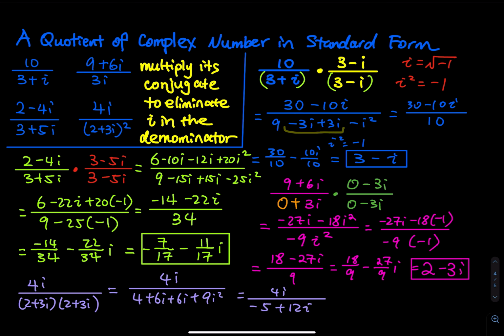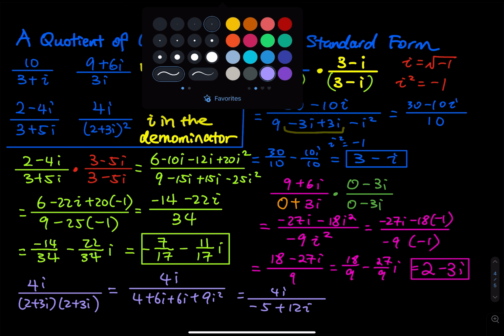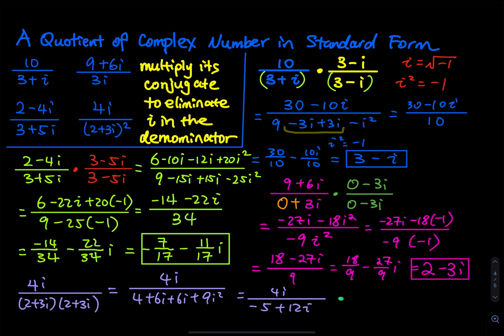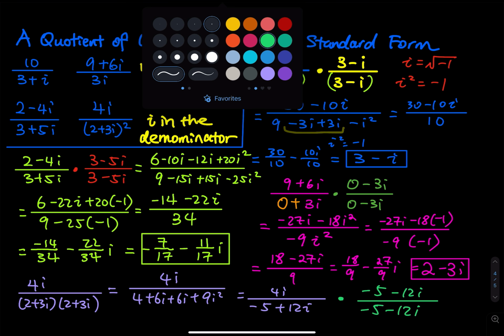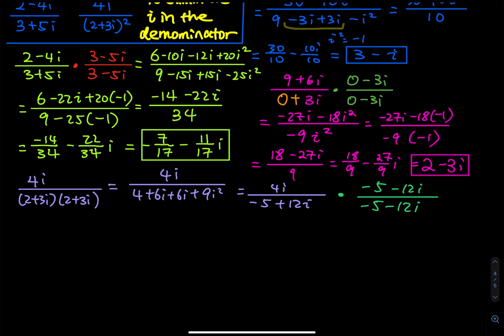So now you figure out the complex conjugate, which is, you multiply the denominator by negative 5 minus 12i, and the top is also negative 5 minus 12i. So now you multiply this. So what is that equal to? Let's do it. Should be easy and fast.